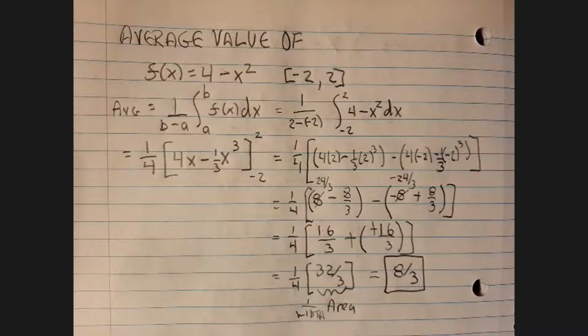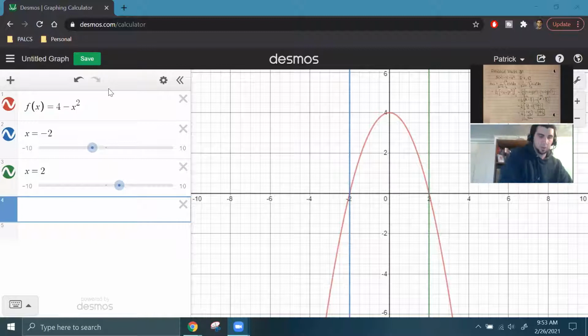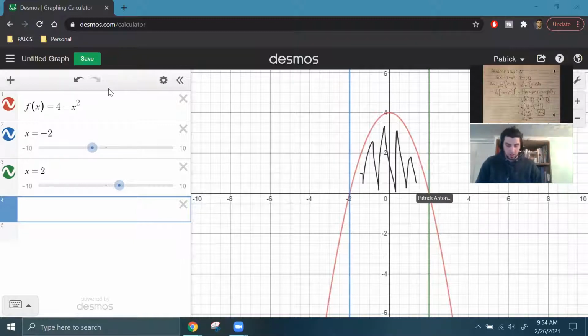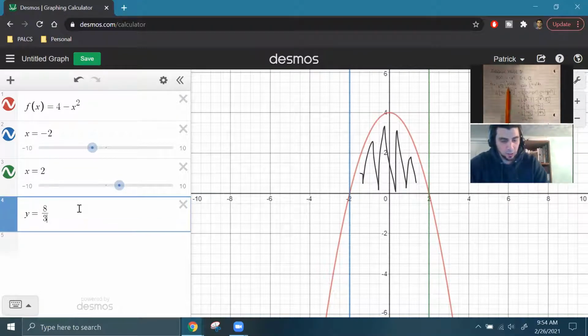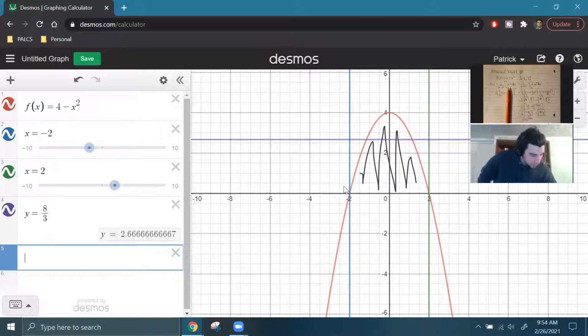Now I want to show you graphically what is going on here. What we just calculated was the area under this curve, and that was the 32 thirds. When you multiply by the 1/4, that gives you the average value. Now, if I graph the line y equals 8 thirds, that horizontal line at 8 thirds, that's the average height of the function.